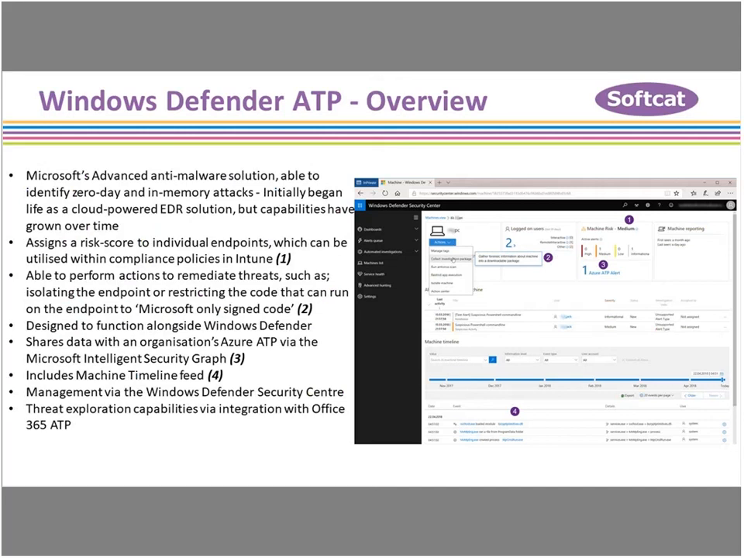So the capabilities have grown over time, and we'll talk about the recent updates over the next couple of slides. But essentially, I would describe this as, I think John will probably agree here, quite a disruptive technology in the market. Yes. We speak to our security and networking team here at Softcat, and it could certainly replace something like a Cylance or a Carbon Black, something along those lines.